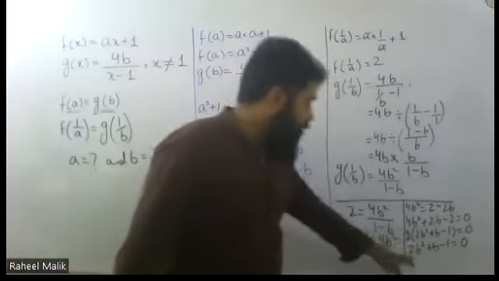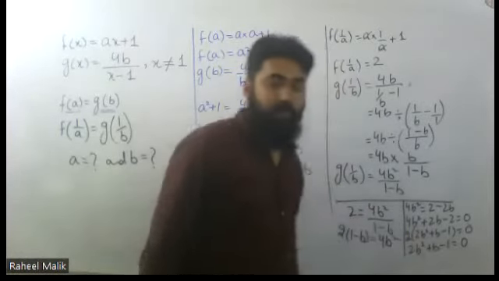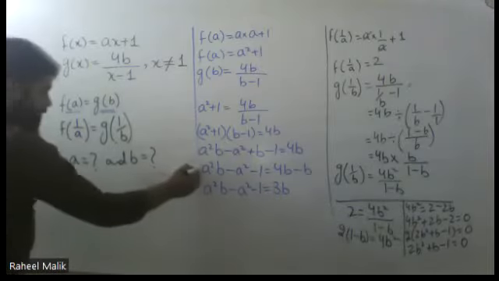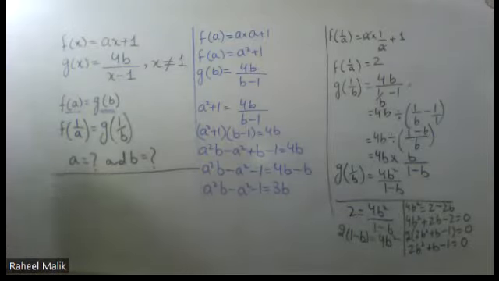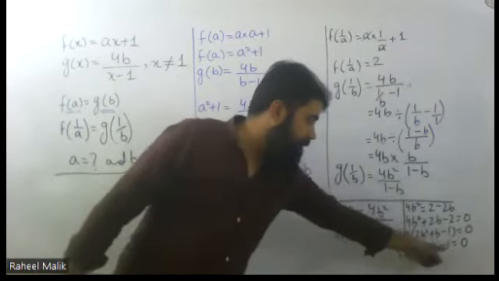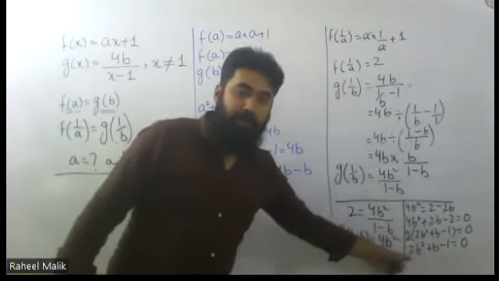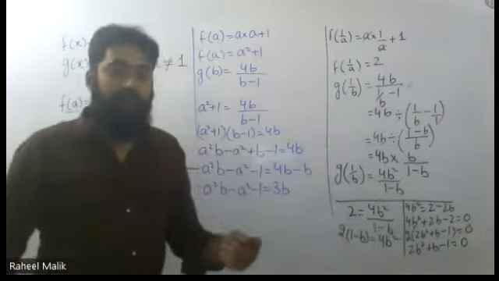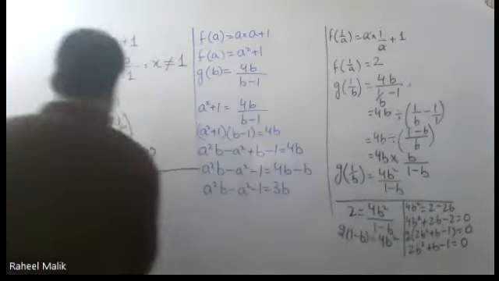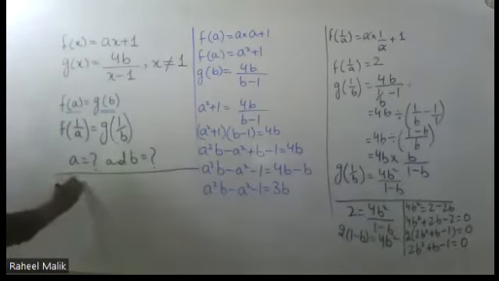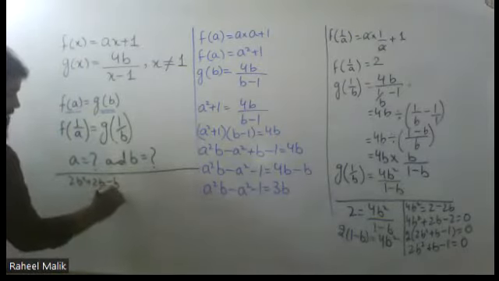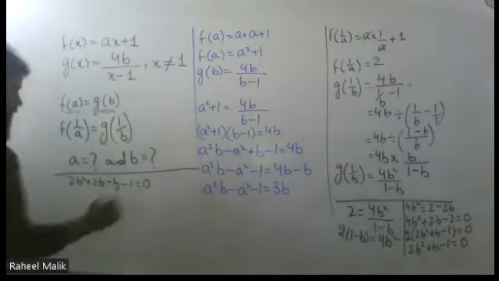So now 2b square plus b minus 1 equals 0. I am going to factorize it. So how will I do the factorization? I will do the middle term breaking. You can do middle term breaking or you can apply the quadratic formula. So the middle term breaking of this one will become 2b square plus 2b minus b minus 1 equals 0.